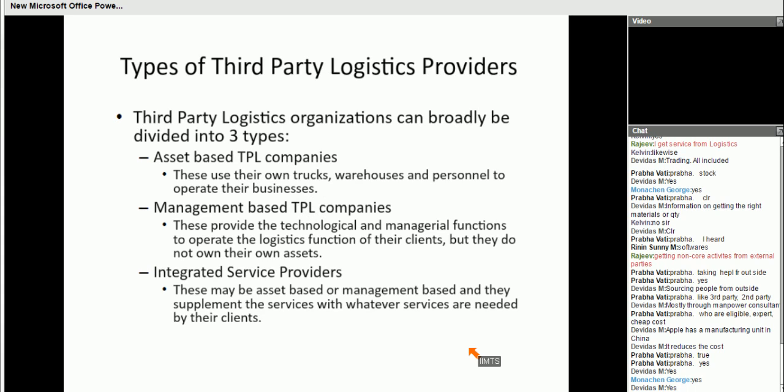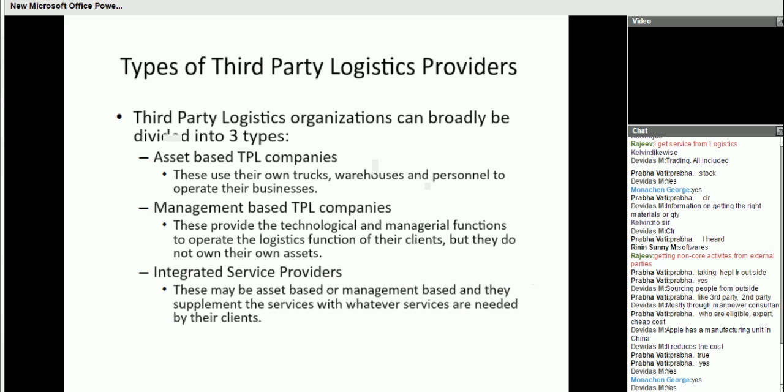Now these third-party logistics are also of different types. Third-party logistic organizations can be broadly divided into three types. Number one, asset-based third-party logistic companies. These use their own trucks, they have their own warehouses and personnel to operate their business. Management-based 3PL companies provide the technological and managerial functions to operate the logistic functions of their clients, but they do not own their own assets. Right? So their expertise is in technological and managerial functions. Last one, integrated service providers. These may be asset-based or management-based, and they supplement the service with whatever services are needed by their clients.